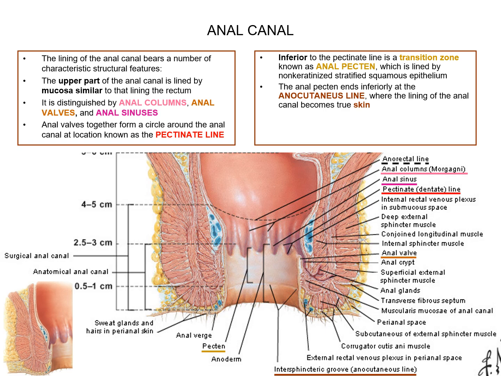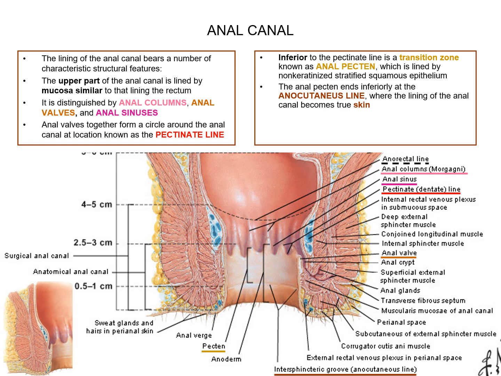The lining of the anal canal bears a number of characteristic structural features. The upper part of the anal canal is lined by mucosa similar to that lining the rectum and is distinguished by a number of longitudinally oriented folds known as anal columns, which are united inferiorly by crescentic folds termed anal valves. Superior to each valve is a depression named an anal sinus.